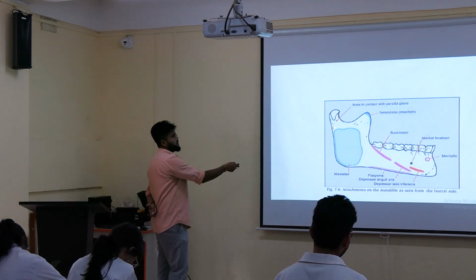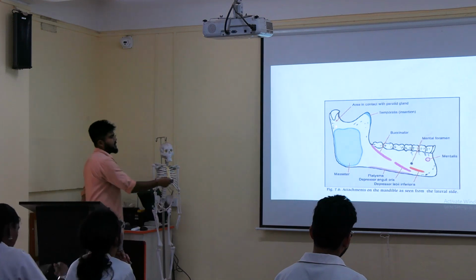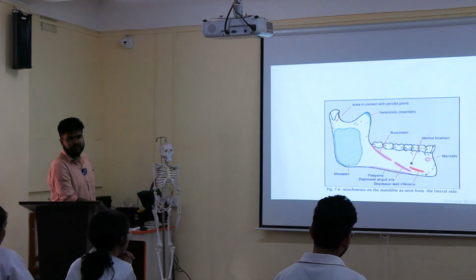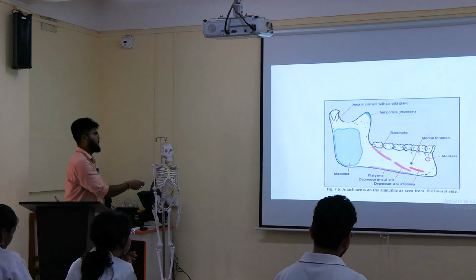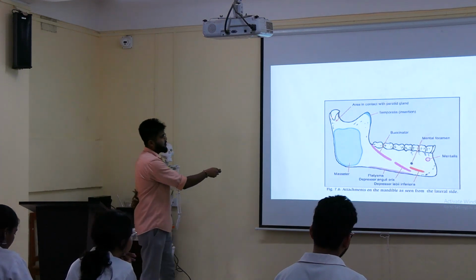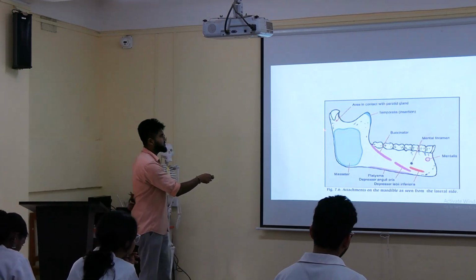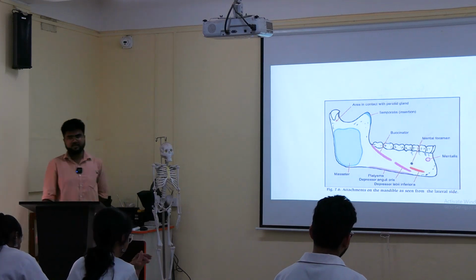Here you can see, this is where your parotid gland is located, the upper part of this part. This process is called the condylar process. Close to this condylar process, your parotid gland is located.